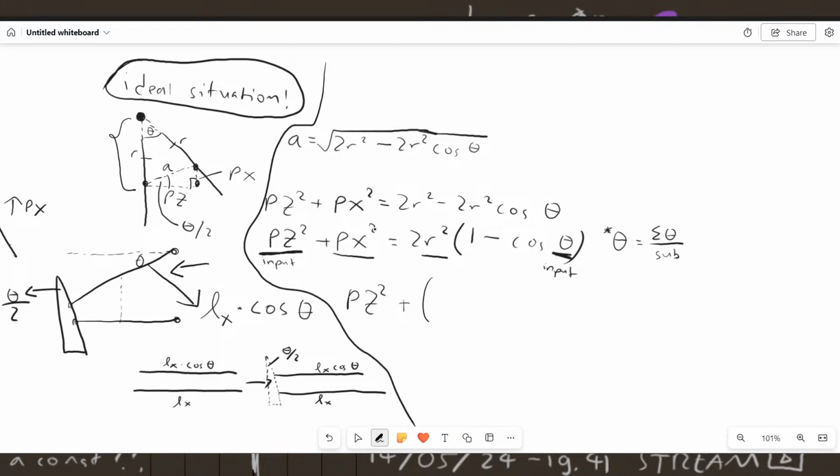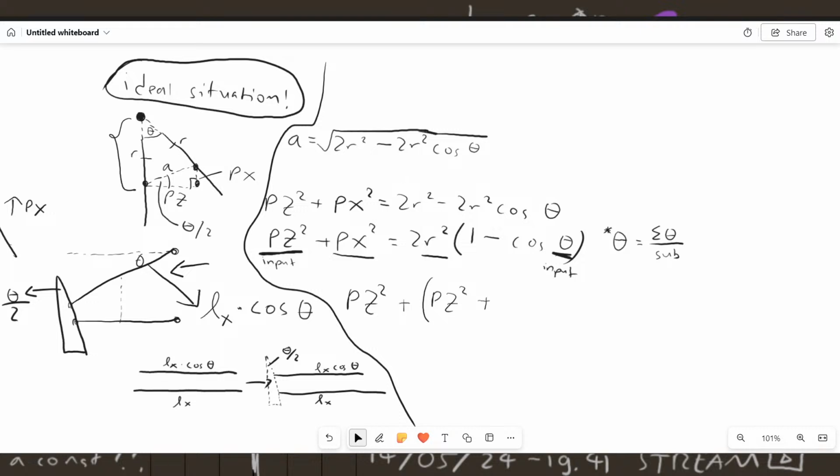So pz squared plus px. But it already has a square, so the square will cancel out. So the x is pz squared plus this entire thing squared. Oh wait, no, that thing squared. Will we just end up with a value of like pz? I hope not.